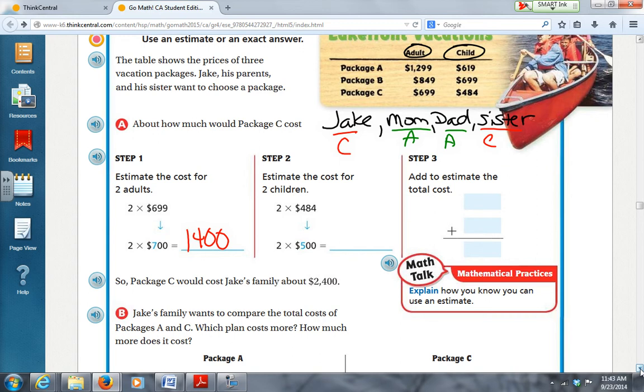How about the children? I'm going to round 484 to 500. What is 2 times 5, Jessica? 10. How many zeros am I going to add? Okay. So step 3 tells us to add those two numbers together to figure out the approximate cost, right? Because it's just an estimate. 0 plus 0 is everybody? 0. 0 plus 0? 4 plus 0? 1 plus 1? 2. So the trip will cost about $2,400.